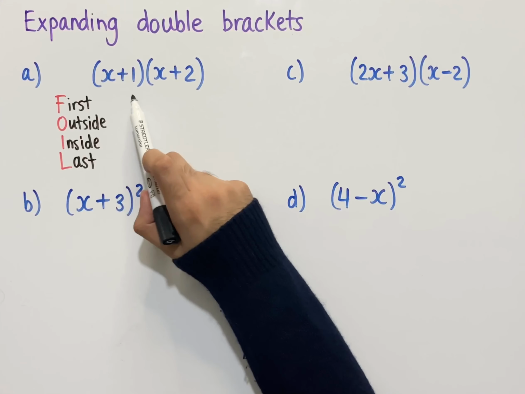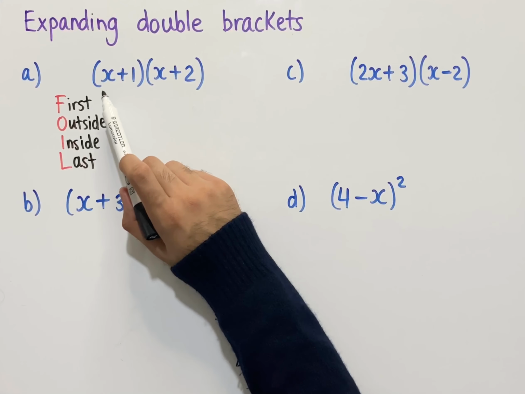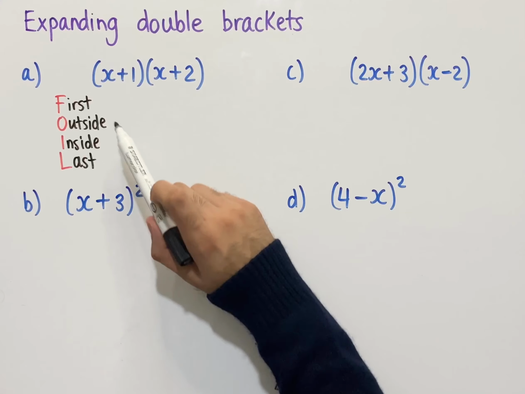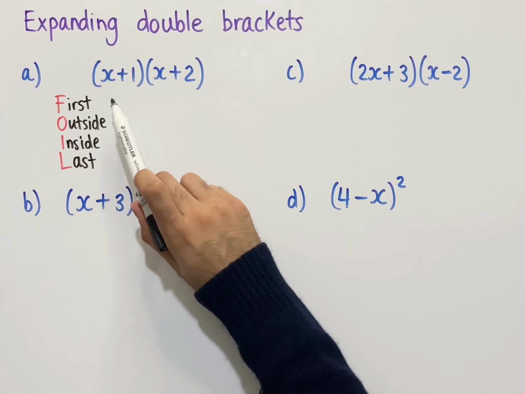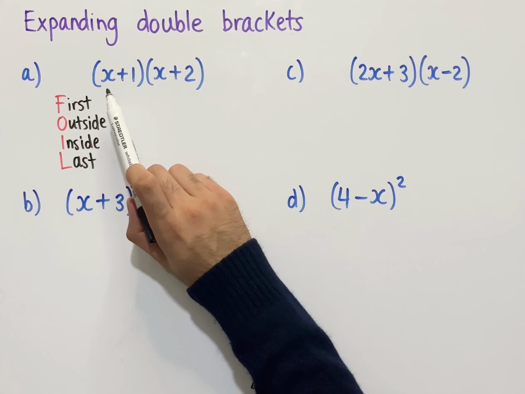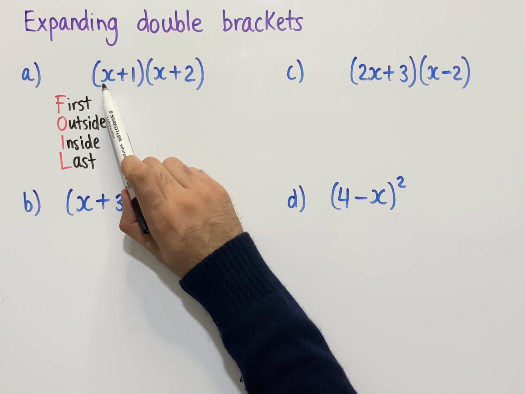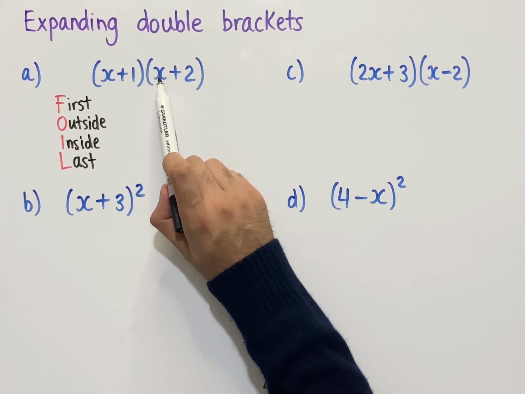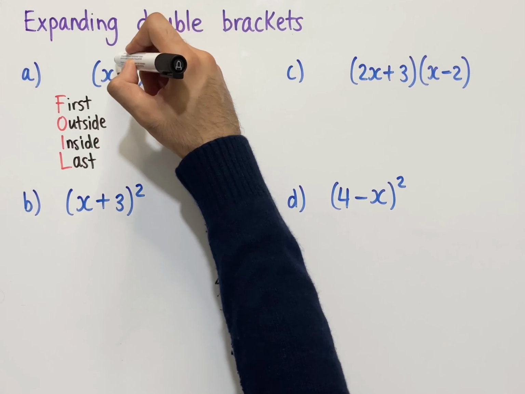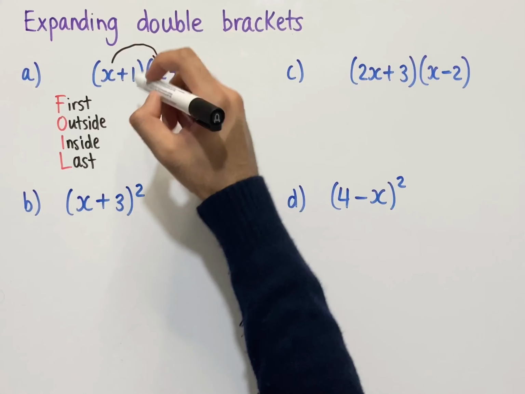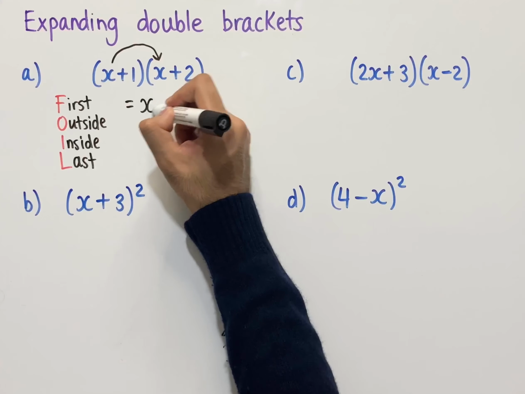In this first example, we've got two brackets, which are x plus 1 and x plus 2, and we're going to use the FOIL method to expand these brackets. We start with the first term, which is x, and we multiply it with the first term inside the second bracket, which is also x. So we're going to do x times x, which equals x squared.